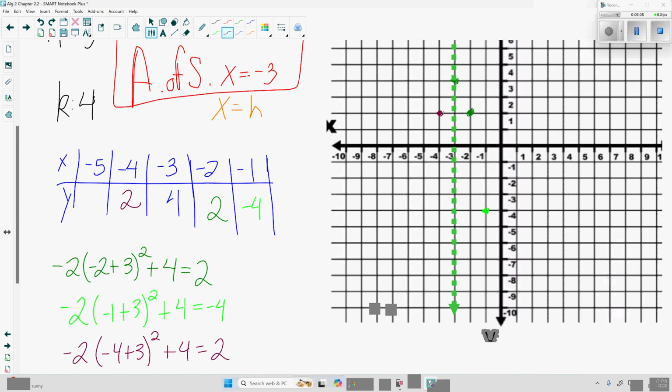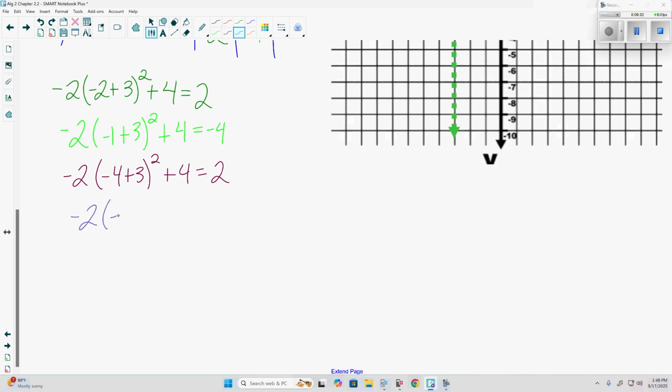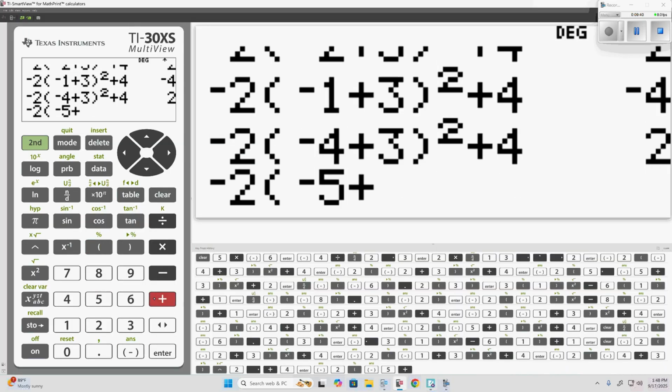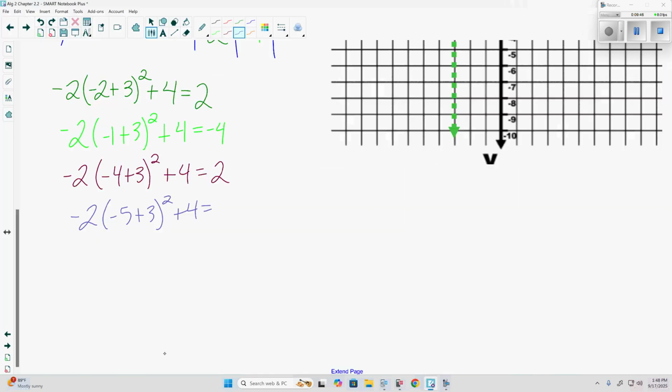And that is kind of interesting because when we went one spot to the right, we got a y value of 2. We go one spot to the left, we also get a y value of 2. What do we expect the y value for -5 to be? Anybody have a guess of what this value is going to be? -4. Because if we plug it in, -2 times (-5 + 3) squared plus 4 is indeed -4.